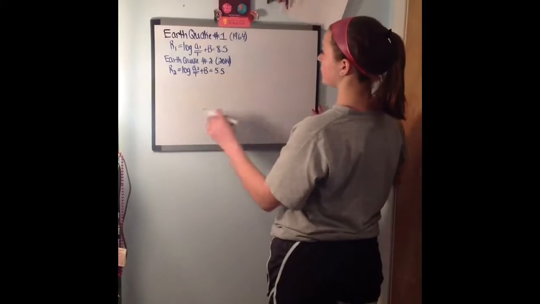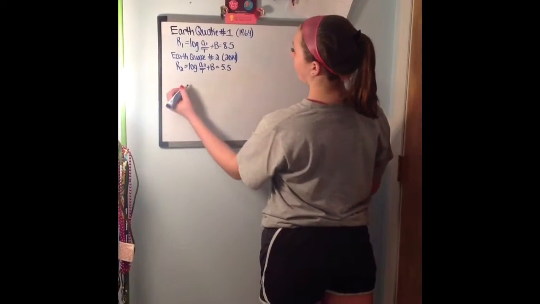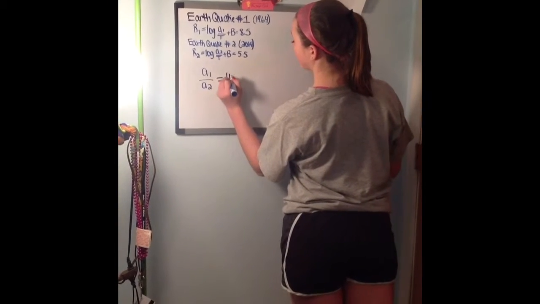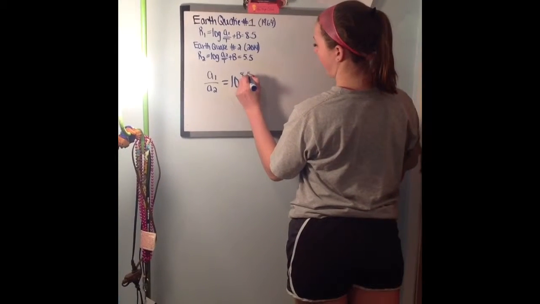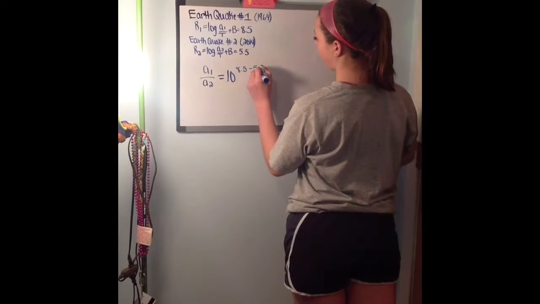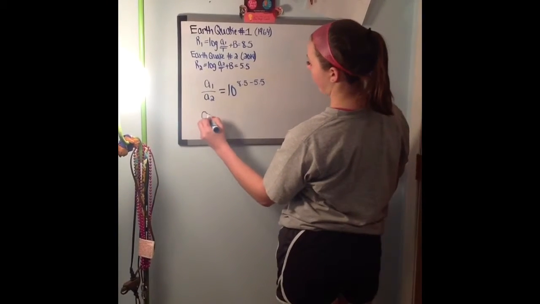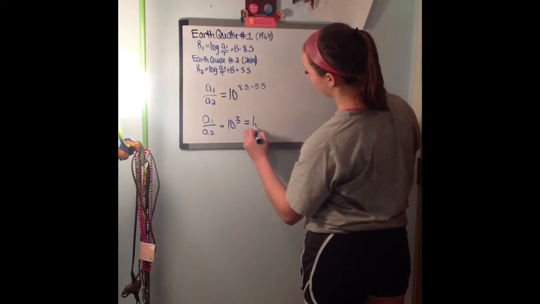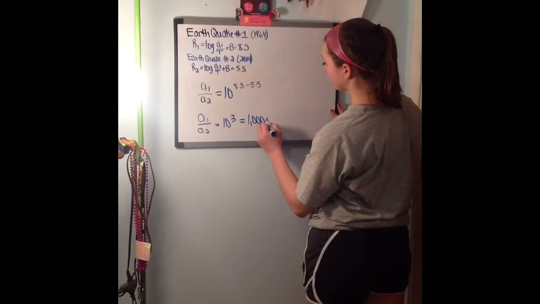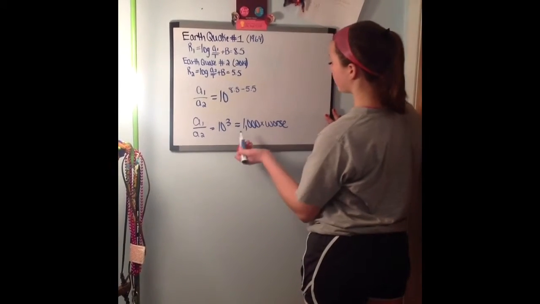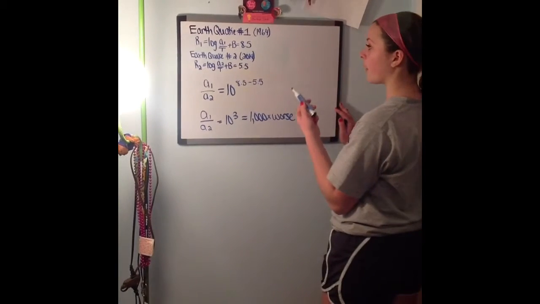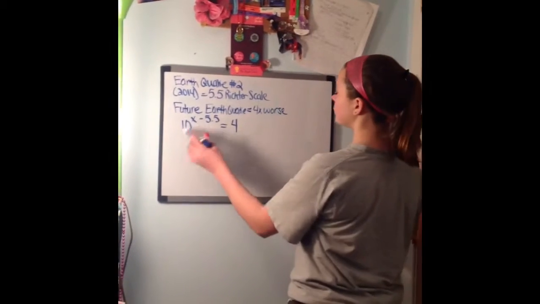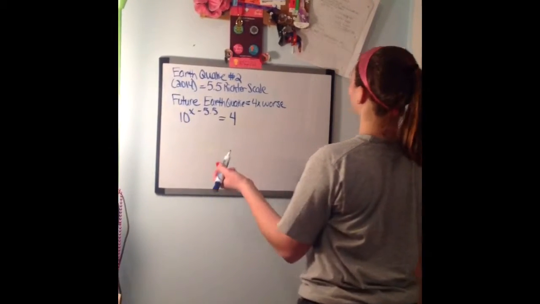Instead of going through all the steps we did before, we can do a shortcut. And that equation is A1 over A2 equals 10 to the first Richter scale, which was 8.5, minus our second Richter scale, which was 5.5. We then get A1 over A2 equals 10 to the third, which is also equal to 1,000, like we said before, times worse. So this is also the way to find out how much worse earthquake number 1 is compared to earthquake number 2. So what we're trying to figure out right now is if we had a future earthquake, which was 4 times worse, what would it be on the Richter scale?